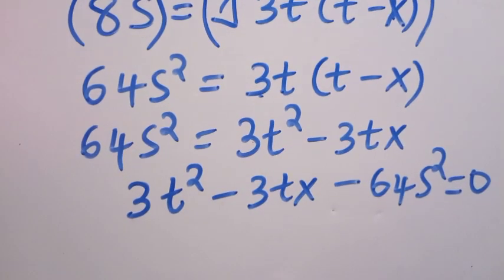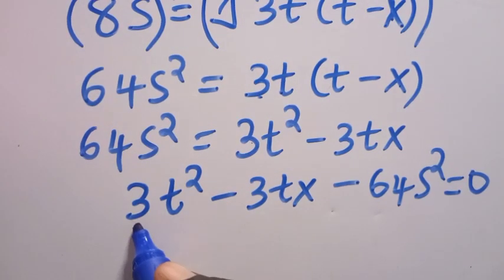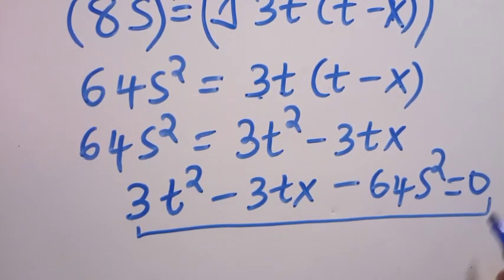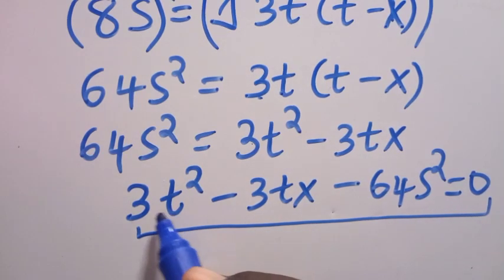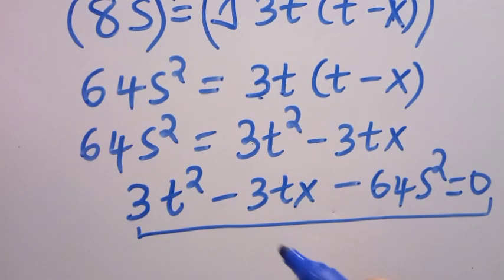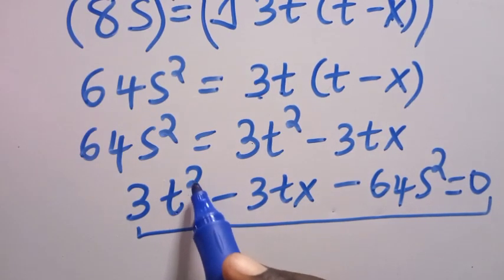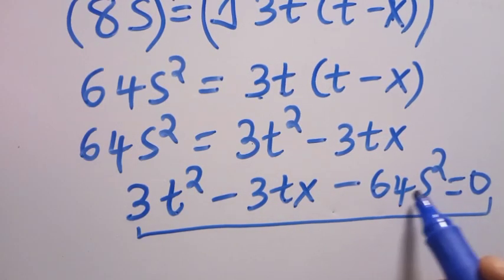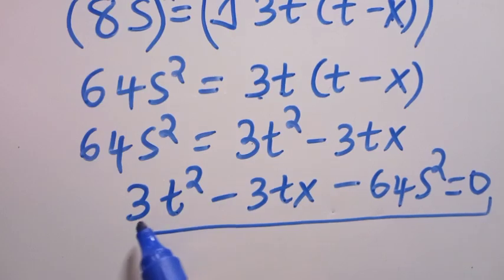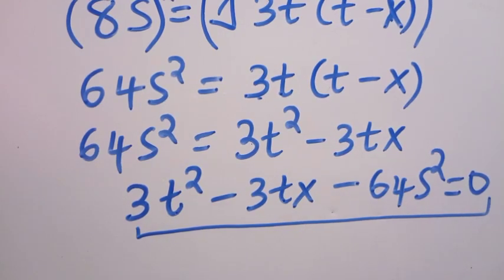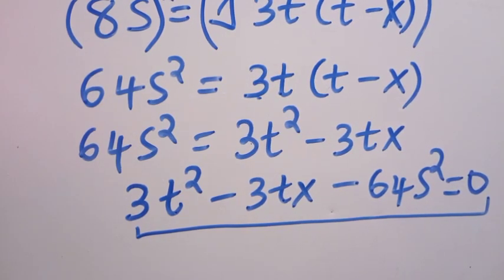Now, looking at this, it looks like it is quadratic because the power of t is decreasing. Because this is t squared, this is t, and there is no t here. That means this is a quadratic equation. And therefore, we shall use the quadratic formula to make t the subject.